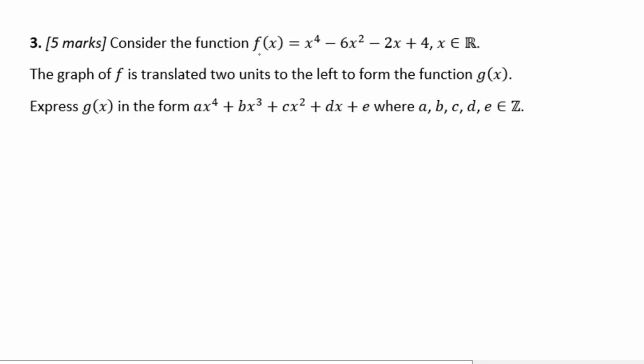Consider the function f of x equals x to the fourth power minus 6x squared minus 2x plus 4. x is all real numbers. The graph of f is translated 2 units to the left to form the function g of x. Express g of x in this form, where a, b, c, d, e are integers. For g of x, it's translated 2 units to the left. So g of x equals f of x plus 2.